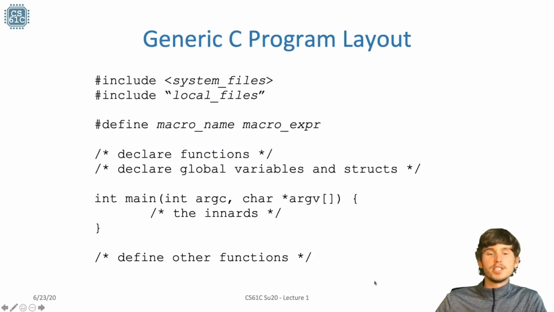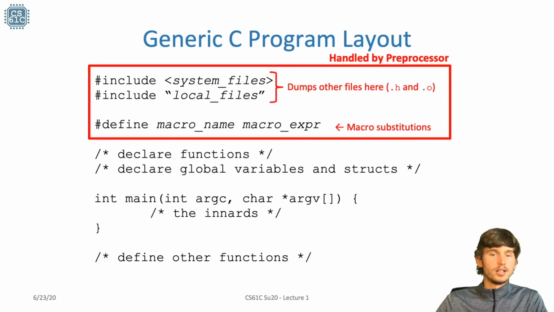Here is a generic C program layout. At the very top, we can see we have some system files, which are dumps of other files, like a header file, which tells information about another program or library. We have .o, which is an object file. So we have those types of things that it's defining up there. We also have the define statement, which is a macro statement, which is handled by the preprocessor, which will replace anything with this macro name with this macro expression.